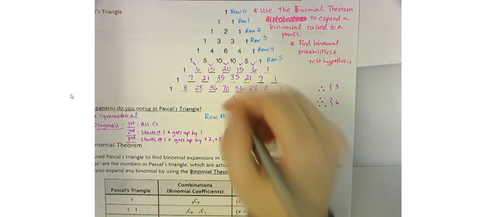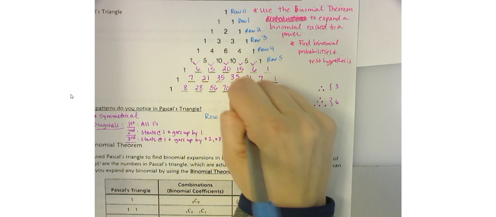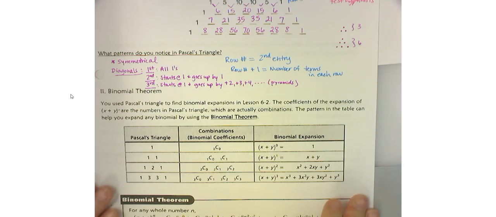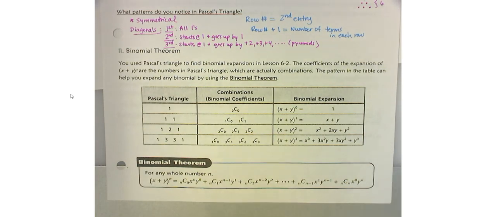All right, so this says that we use Pascal's triangle to find binomial expansions. In an earlier lesson, the coefficients of the expansion are the numbers in Pascal's triangle, but they are also what? They are actually combinations, which is what we just talked about with probability. Okay, so here's Pascal's triangle. The combinations, if you did 0 choose 0, 1 choose 0, 1 choose 1, all of those are equal to 1.